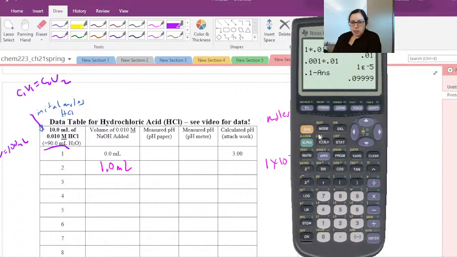That gives us, right, moles of our HCl left. But then you have to calculate your new volume. So divide it by, in this case, 101. So now, new molarity.